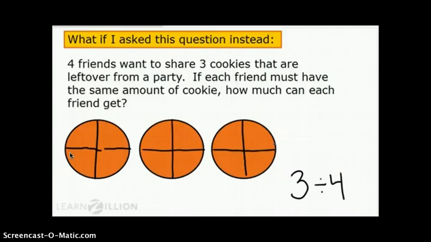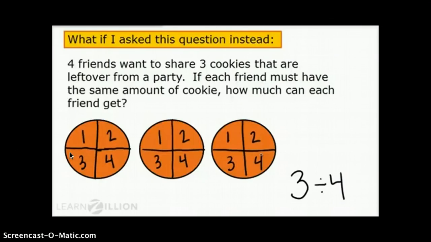From here, I can see that in my first cookie, each of the 4 people who want cookies can have 1 piece of cookie. And I can also see that in my second cookie, each of the 4 people can have a piece of cookie, as well as in my third cookie. Looking at the picture I created, I can see that my answer is going to be a fraction because each person will get less than a whole cookie, and a fraction shows me values between 0 and 1.